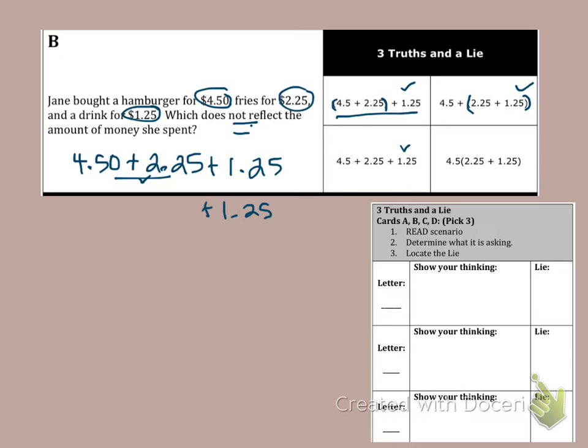And these just have it all listed in a row like we do, so this is the lie. Why is it the lie? Because you're multiplying when a number is next to a parentheses. So here we're going to go with answer choice, or letter B. The lie is 4.5 because it's multiplying times 2.25. Okay, so show your thinking. Adding all numbers.